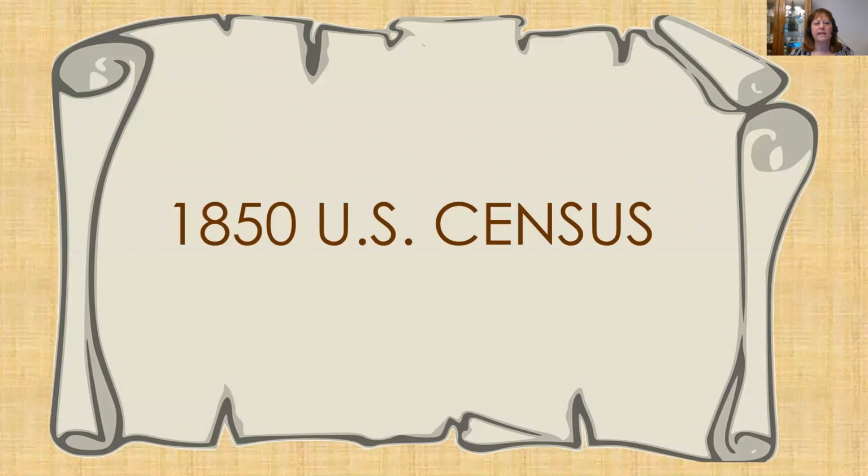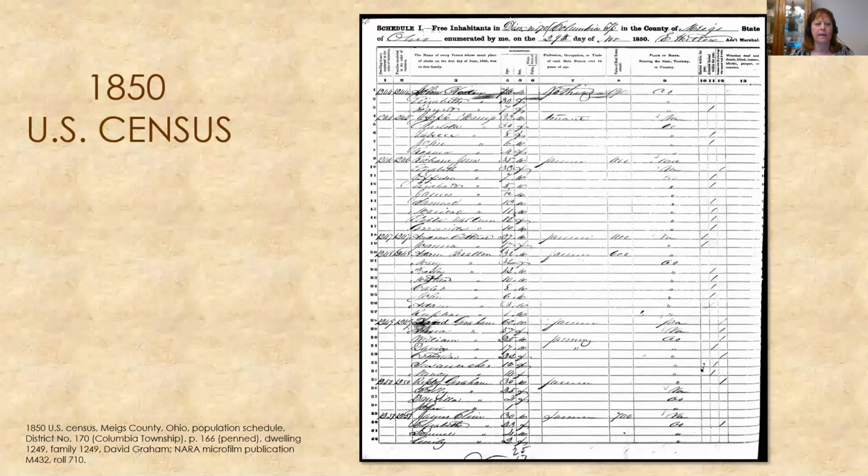The official date of the 1850 census was June 1st. With the addition of the new states of Florida, Texas, Iowa, Wisconsin, and California added to the Union, there were a total of 31 states included in the census. Also enumerated were the new territories of Oregon, Minnesota, New Mexico, and Utah. The 1850 census enumeration had some dramatic changes.